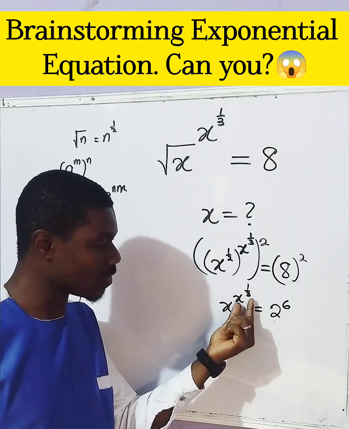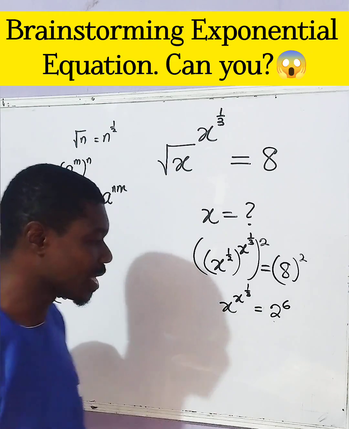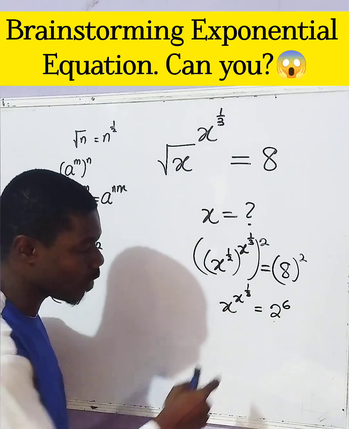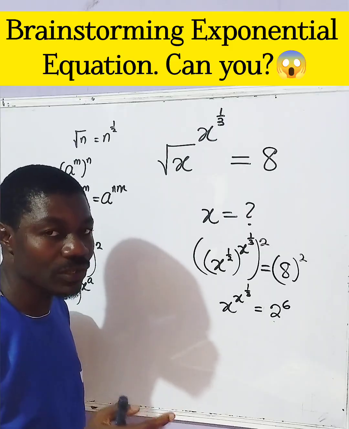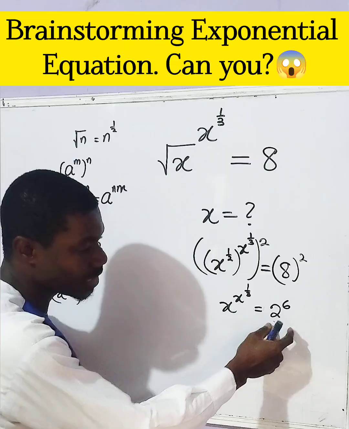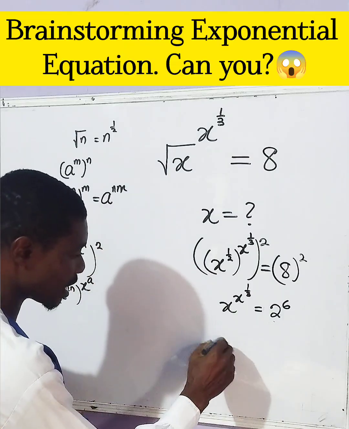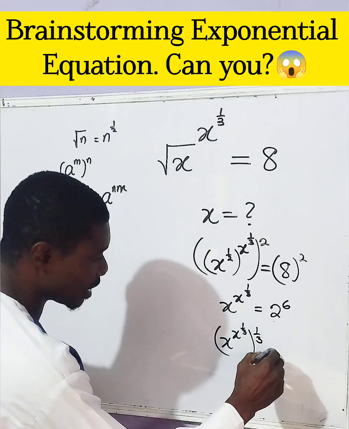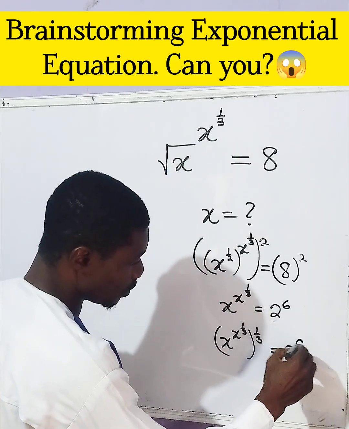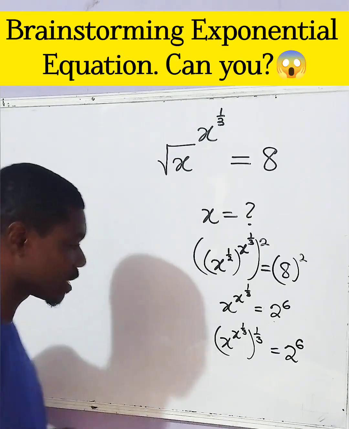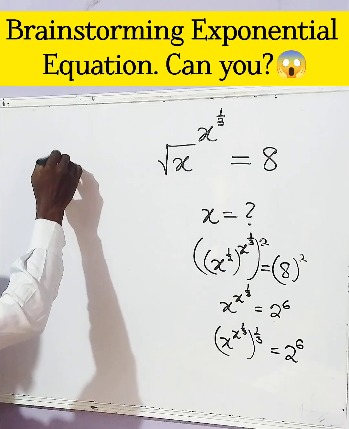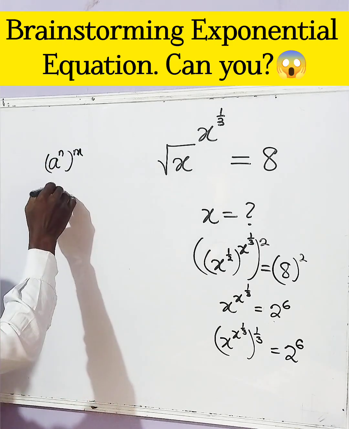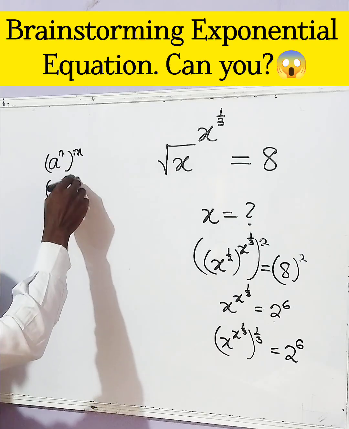Now looking at the left hand side here, you get to see that this is a base raised to another term. But I want to make this base have the same thing as its exponent, which is 1 over 3. All I just need to do is to raise both sides by 1 over 3. Doing that, x raised to 1 over 3 all raised to 1 over 3 gives us 2 raised to 6. Now let us recall that if you have a raised to n or raised to m, this can also be a raised to m or raised to n.